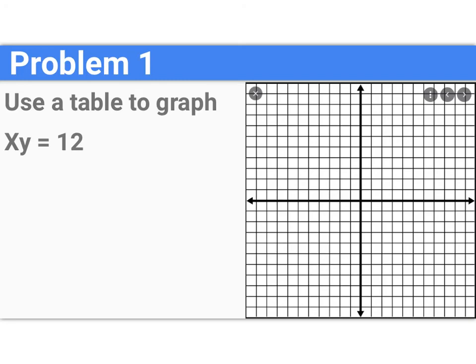Okay, so there's a graph here. Use a table to graph x times y equals 12, which is y equals 12 over x. Let's pull up a table of values from our calculator. All right, so we got 1 at 12, 2 is at 6, 3 is at 4, 4 is at 3, 6 is at 2, and 12 is at 1.